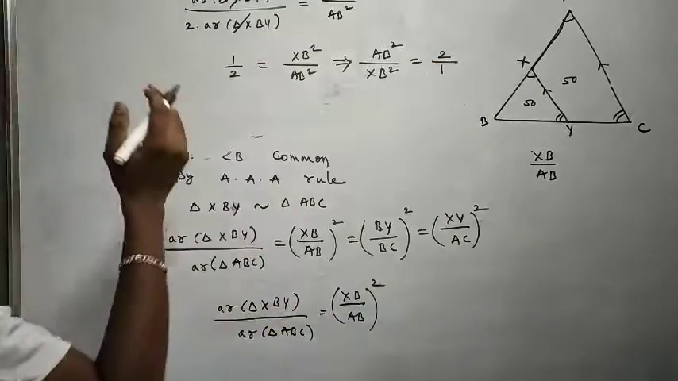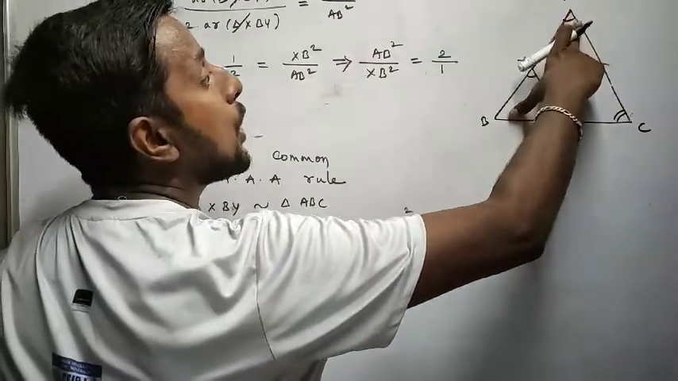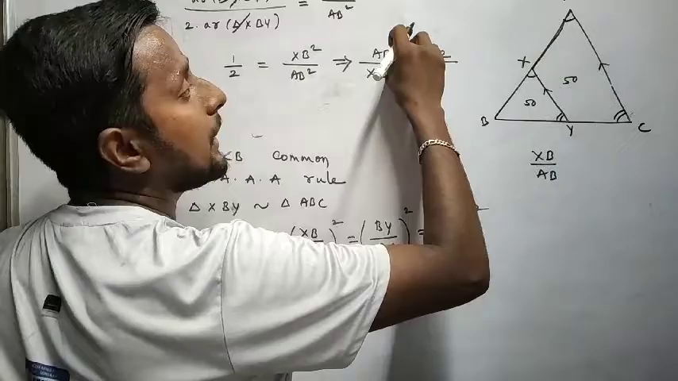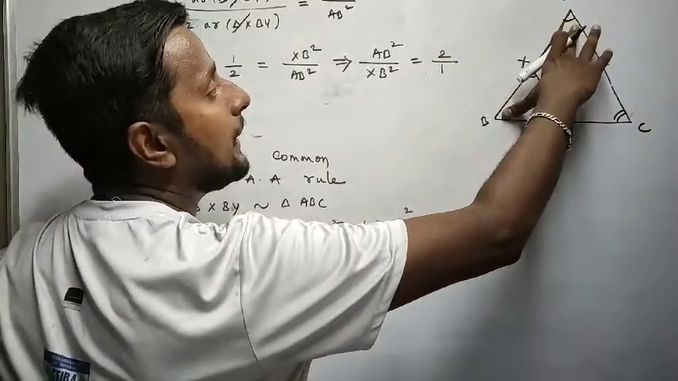Why should I take AB on the upper part? Because AB is the larger side. AB is a side of triangle ABC. Okay.